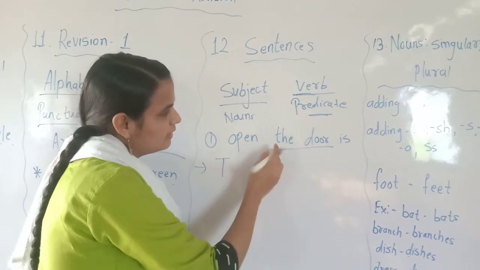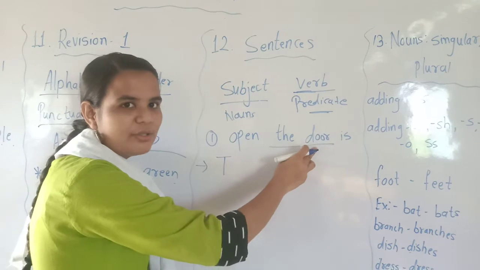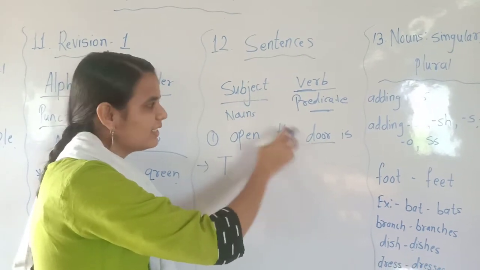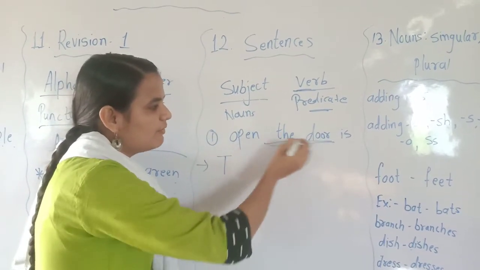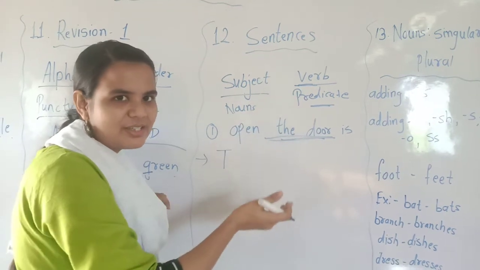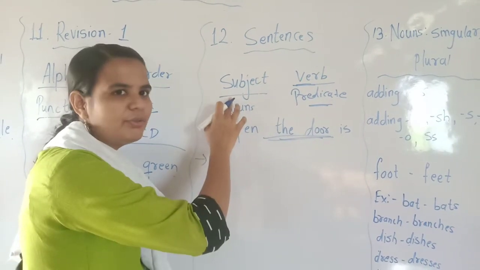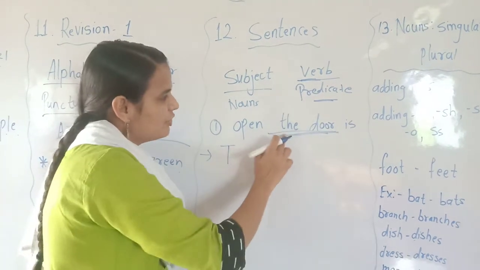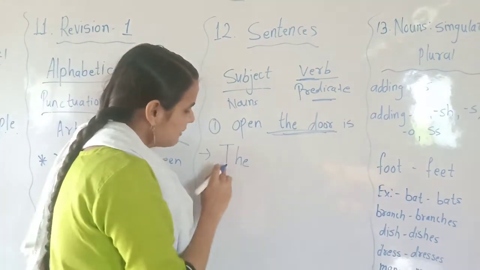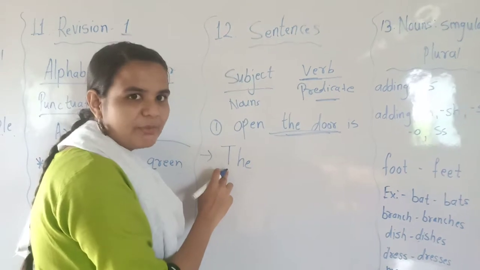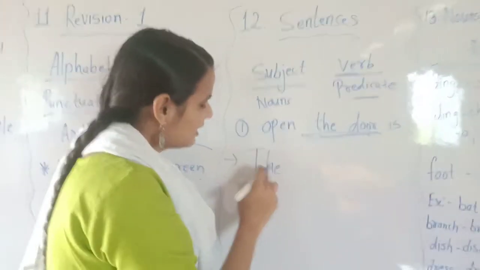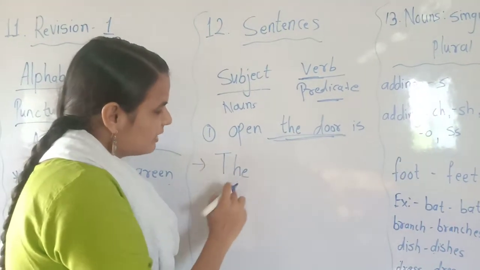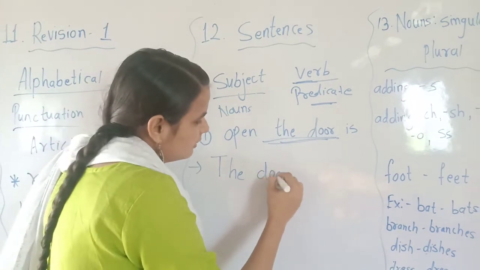See, the door. What is the door? Door is a thing, means it is a noun. So always keep in mind when we are arranging a sentence, what should come? Firstly it should be the subject and then at the end it should be the predicate. So we will write "The." I am writing here T capital because I am using a punctuation mark. Okay, so T capital, "The door."